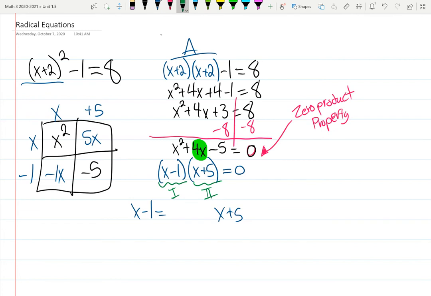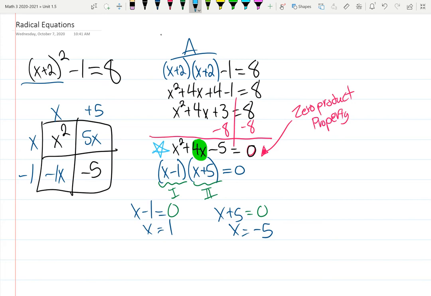x − 1 = 0. x + 5 = 0. And I would use inverses to get my solutions, or my x-intercepts. So this has been using factoring and expanded form essentially to simplify this. If for whatever reason I could not factor this, I would use the quadratic formula to get my answer.